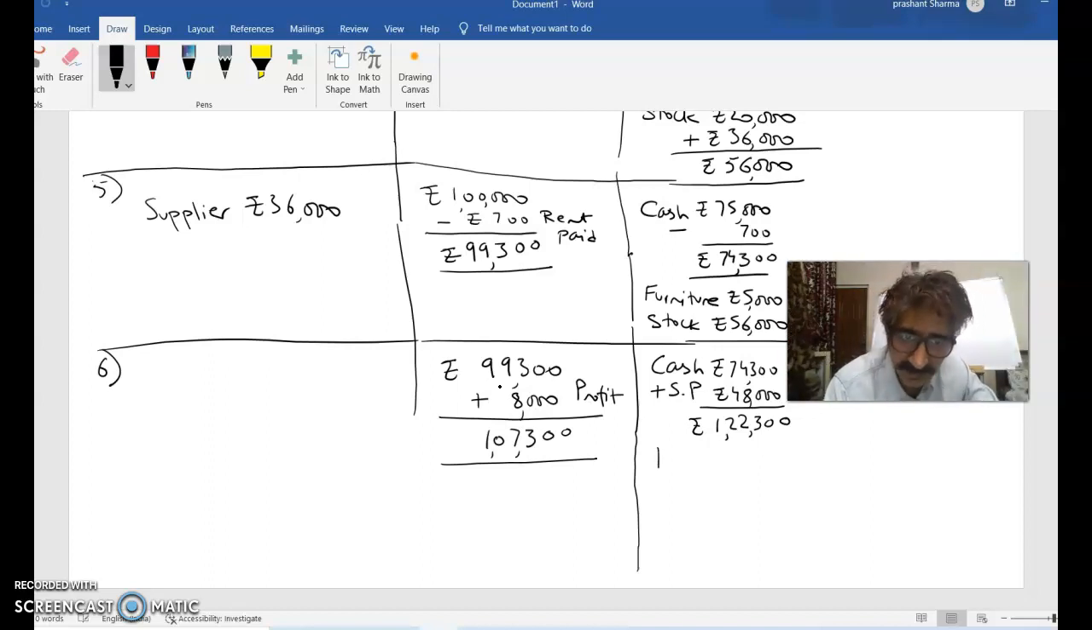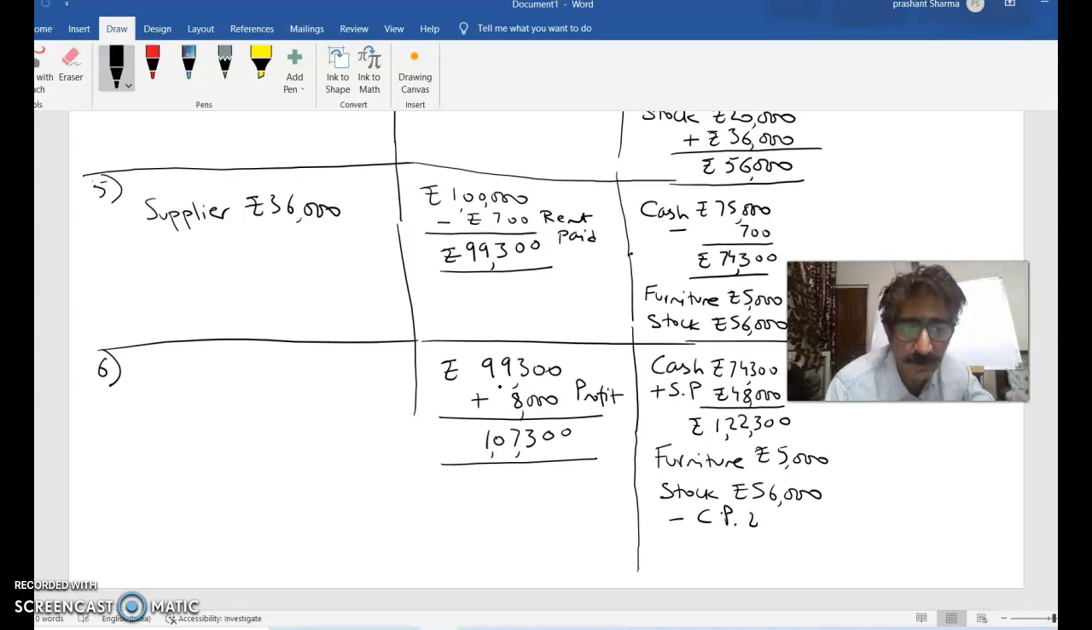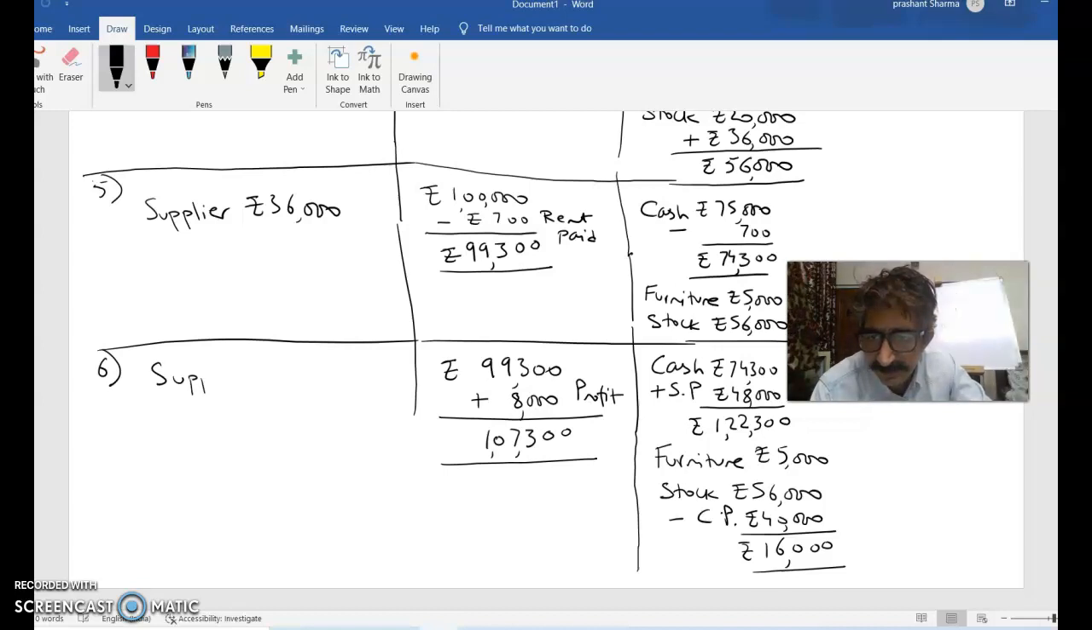And stock will decrease. Why stock will decrease? I'll tell you. Because goods we'll pack and give to the customers. So stock of goods will decrease in the shop. Furniture I'm copying as it is. Now stock, when I copy from above 56,000 children, remember from the stock I will deduct the cost price of the goods, which is 40,000, not the selling price, because I know what is the worth of goods for me. So I'm left with how much of stock? 16,000. Supplier will remain as he was at 36,000. So this is the situation.